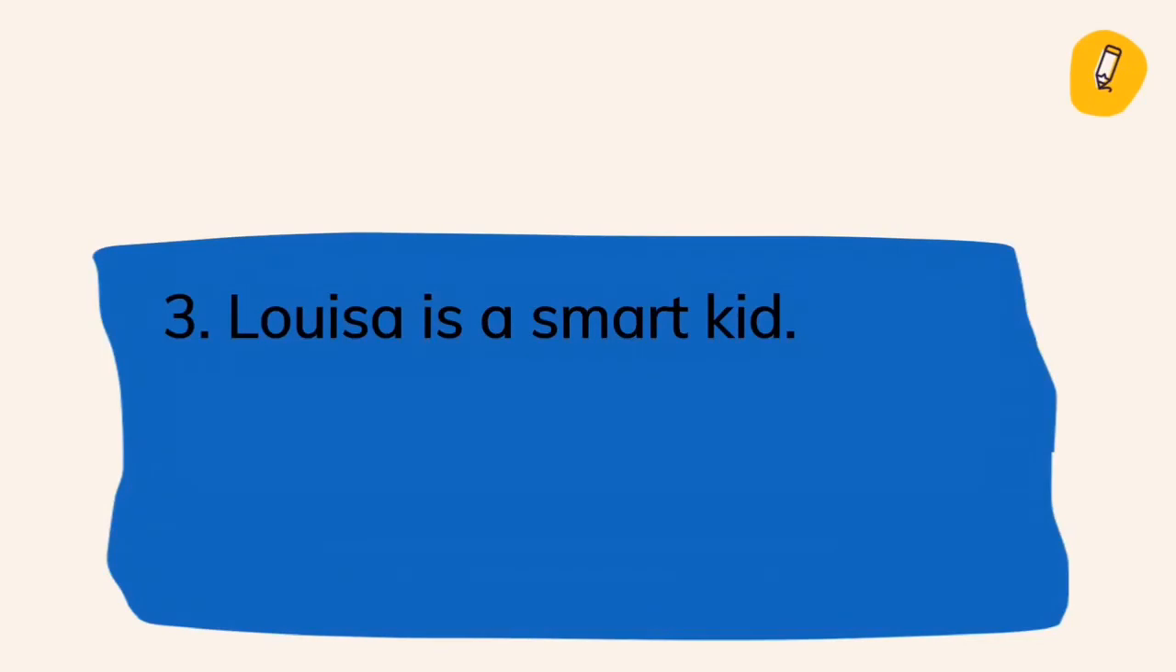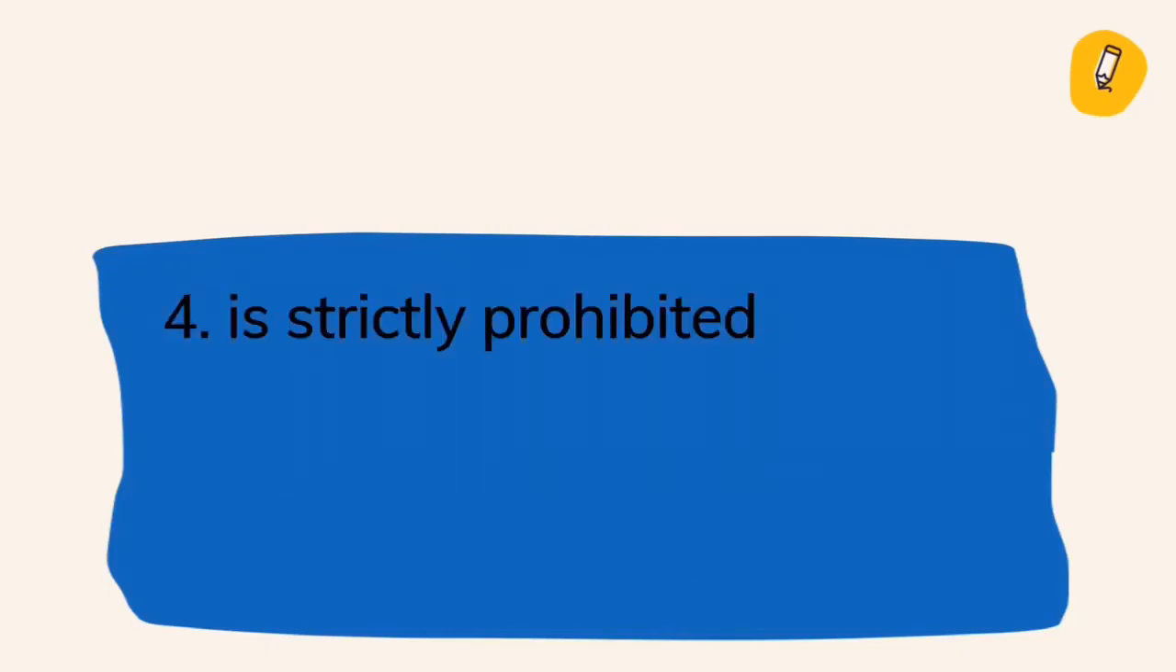Number 3, Luisa is a smart kid. The correct answer? S. It is a sentence. And number 4, is strictly prohibited. What do you think is the answer? Correct. NS. It is not a sentence.